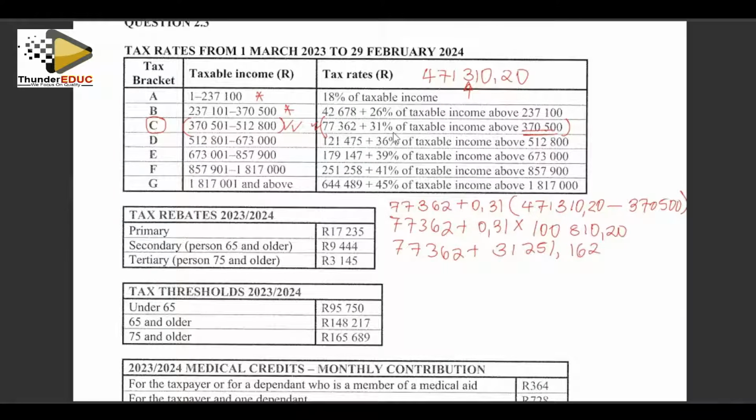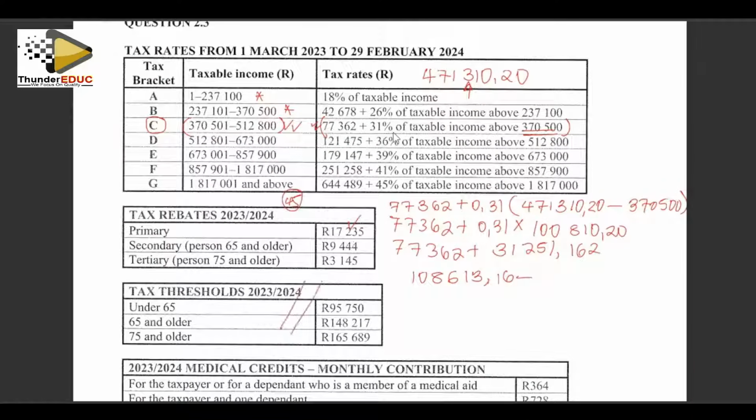So we add on this much. So we have 108,613 rands 16 cents. At this moment, we look at the rebate. So we subtract the rebate. Remember, the person was 45 years of age. The person only qualifies for primary rebate.